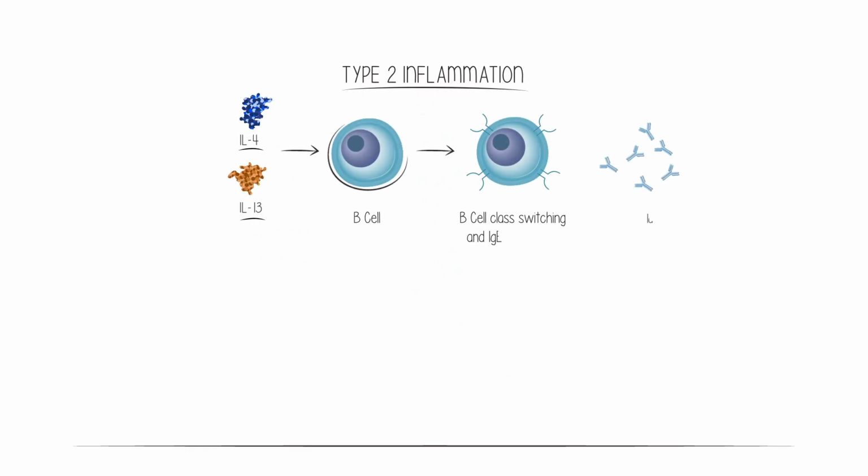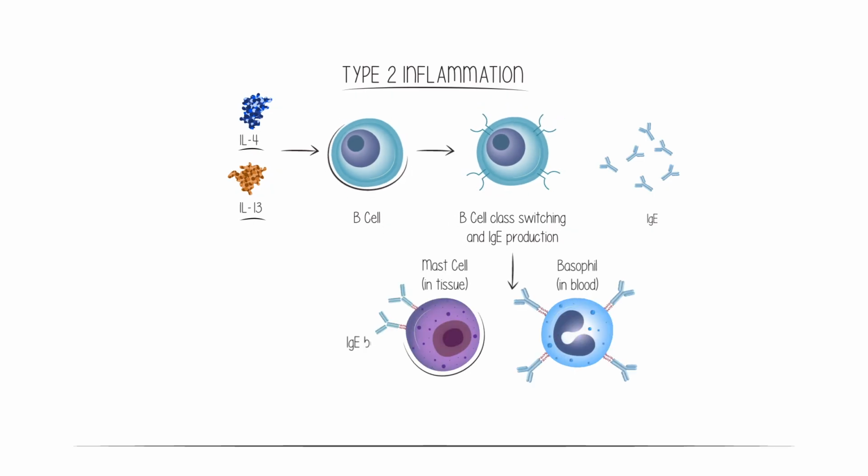In the setting of type 2 inflammation, many plasma cells switch production to IgE, which is normally found in very small amounts. Elevation of IgE is a hallmark feature of many allergic disorders and often underlies type 2 inflammation. Indeed, Th2 cells, particularly via IL-4, stimulate B cells to produce antigen-specific IgE, which binds to high-affinity receptors on mast cells and basophils. More on this in a bit.